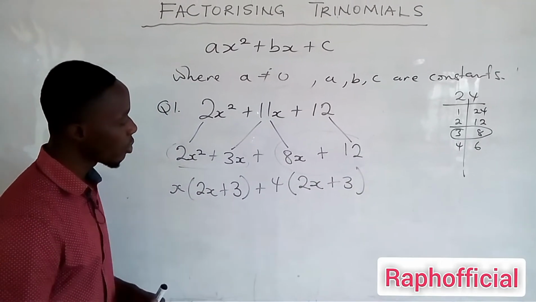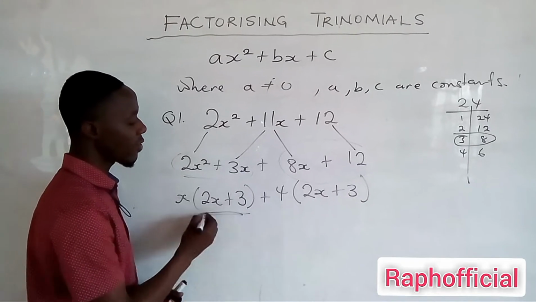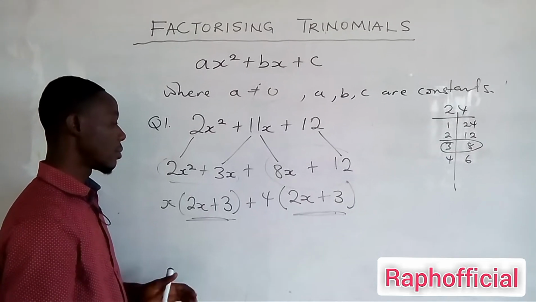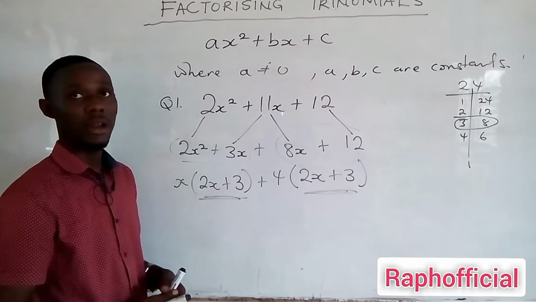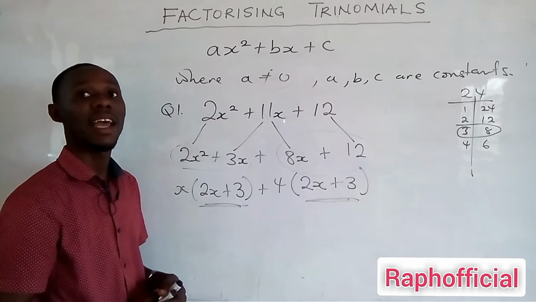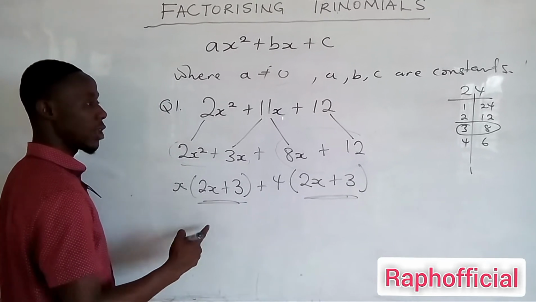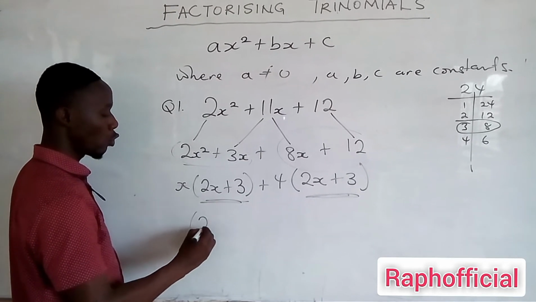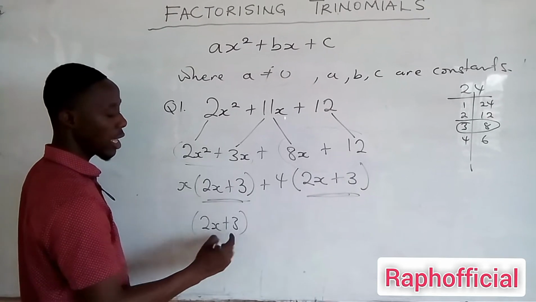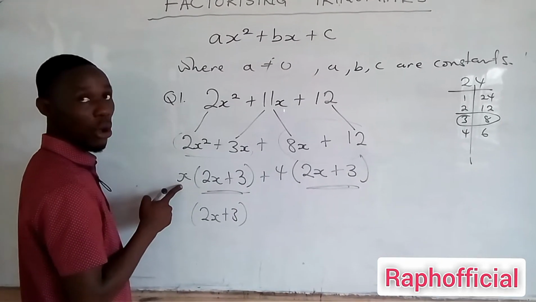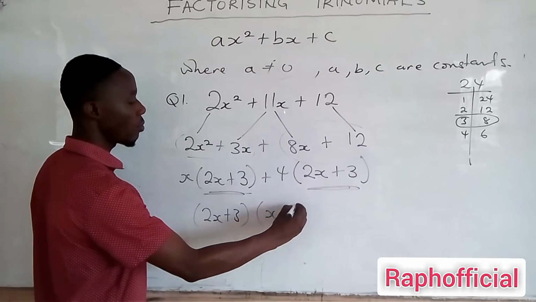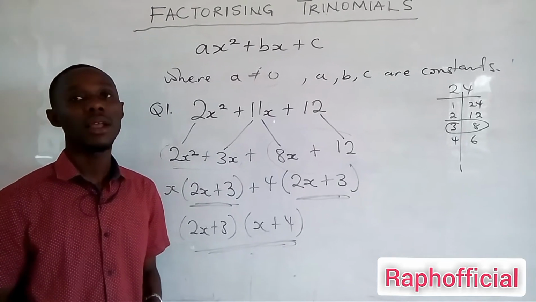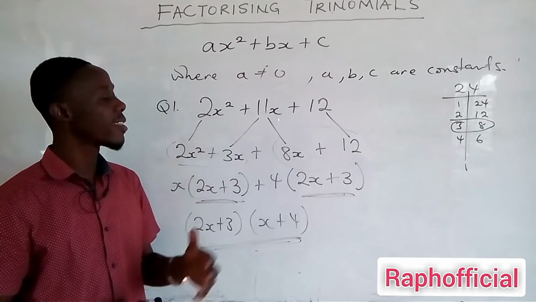Now, when you look through, you can closely see that we have this and this to be the same. Since they are the same, we can write only one of them because they are like terms. So, we can write it as 2x plus 3, they are the same. Then, those outside we put into one. So, this is how we can factorize a trinomial.